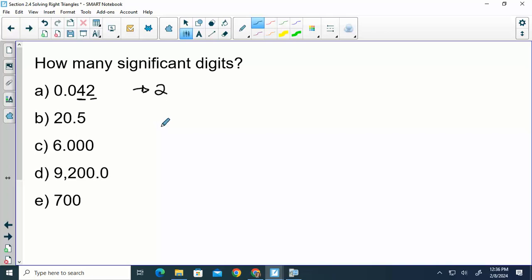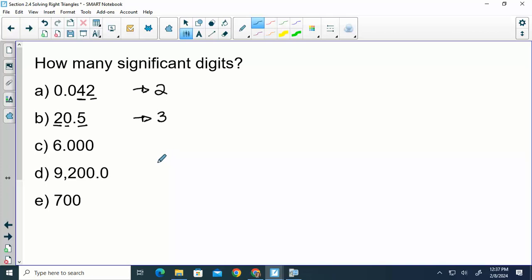Ask to the left, you meant the whole number from the decimal point? Well, it depends on where it is. You start on the left-hand side. So I start over here, and I go until I find one that's not 0. All right, B. Starting on the left, my first non-zero digit is 2. And we have a 0 and a 5. So this one has 3 significant digits.